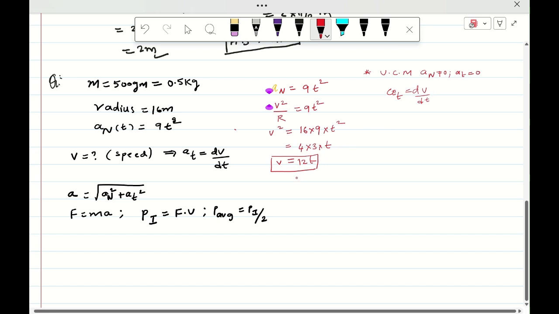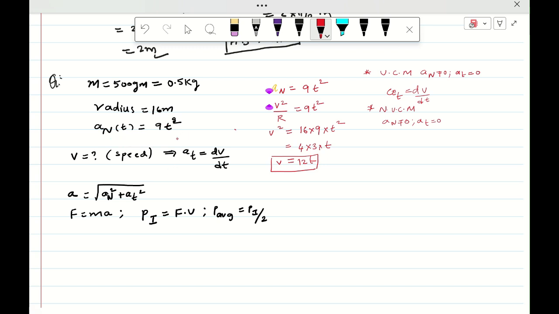Now your speed is varying with respect to time. Therefore it is not a uniform circular motion. This is non-uniform circular motion. That means AN is not equal to 0, and in the same way AT is also not equal to 0. So they will give an equation like this: if AN is equal to 9t square, 9t cube, like that, then this type of motion comes under uniform circular motion or non-uniform circular motion?